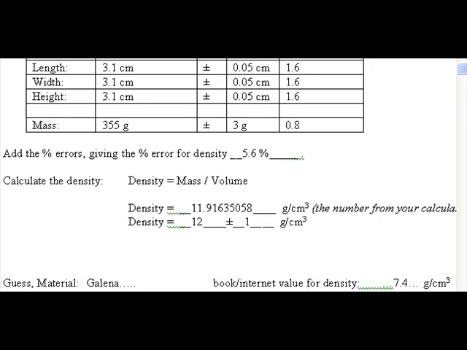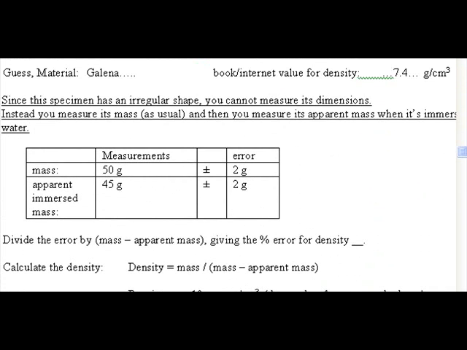Let's look at the one with the irregular shape specimen. Here the calculation is somewhat different simply because we're not just dividing and multiplying, but at some point we're subtracting. And here, even though 2 grams compared to 50 is only a 4% error, and 2 grams compared to 45 is also about a 4% error, that's relatively small, but we're subtracting these two numbers, and that's 5 grams. And now that error of 2 grams is relatively large.